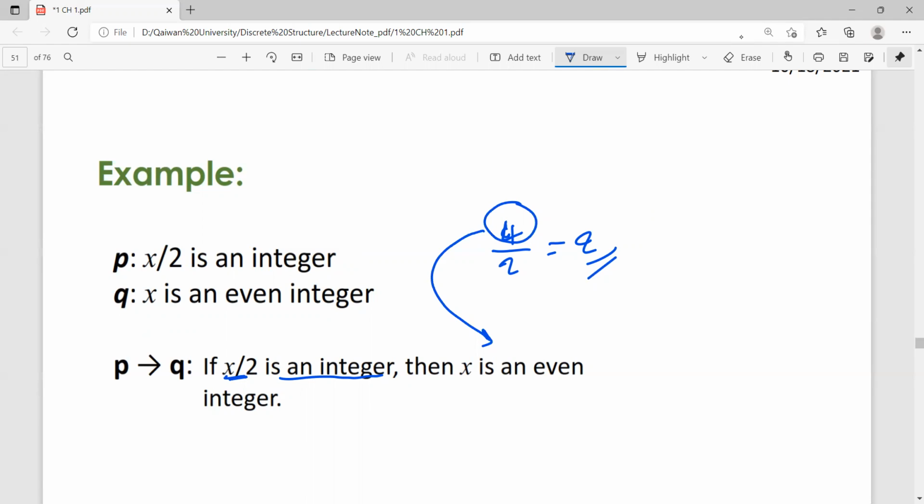Of course, yeah. Look, it says if x over 2 is an integer.